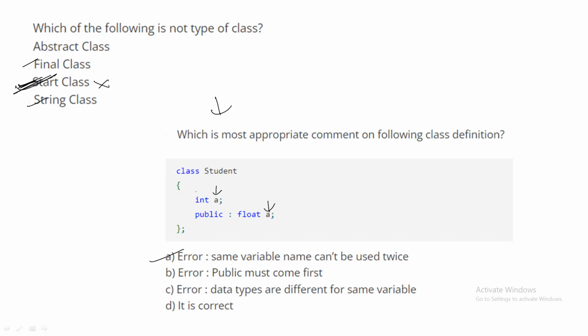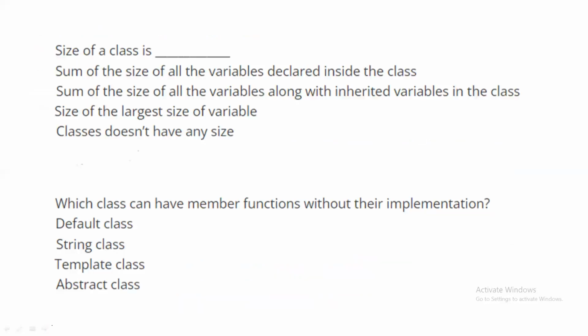So there will be an error like same variable name cannot be used twice, although you are using different data types, int and float. But the thing is, you are using the same variable name, right? And it is not correct in programming. So this will throw an error. So let's move on to the next question.